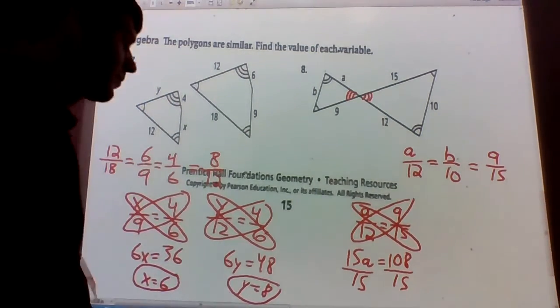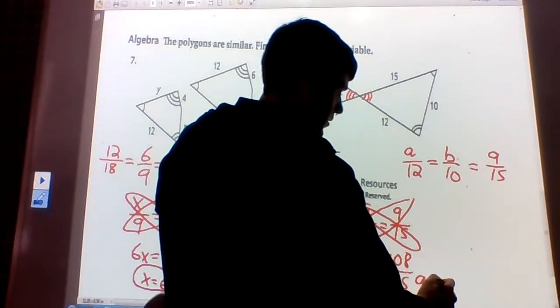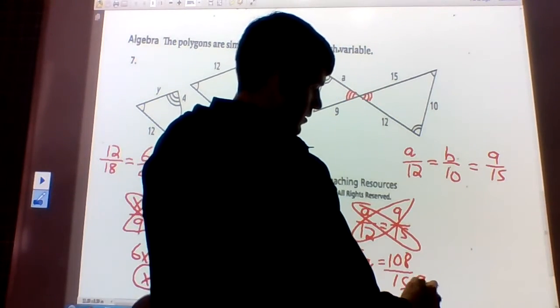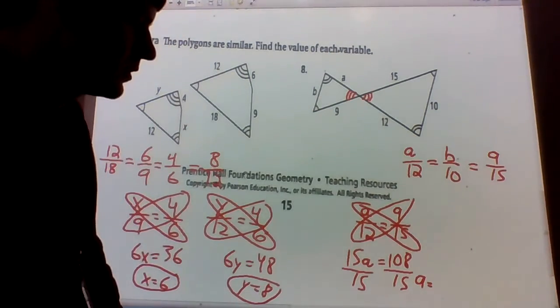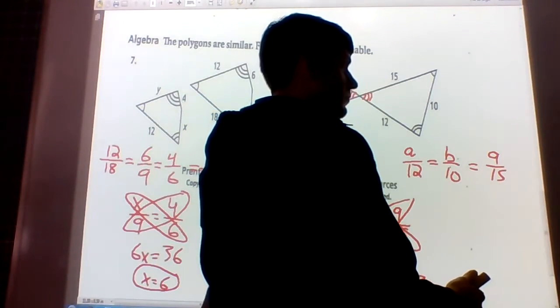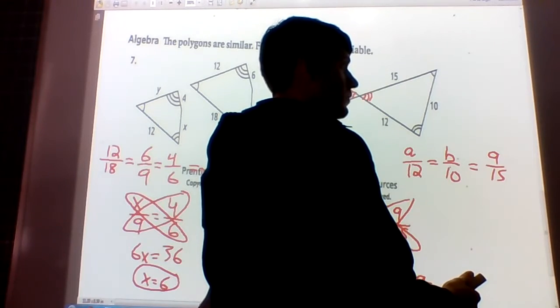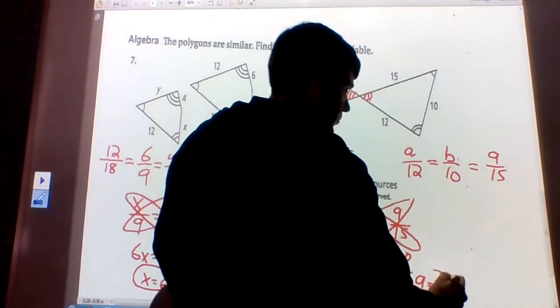7.2, I believe. 15 goes into 96 times, so it goes into 105 7 times. And then 3 out of 15 is 1 in 5. Oh no, I'm right, 0.2, 7.2.